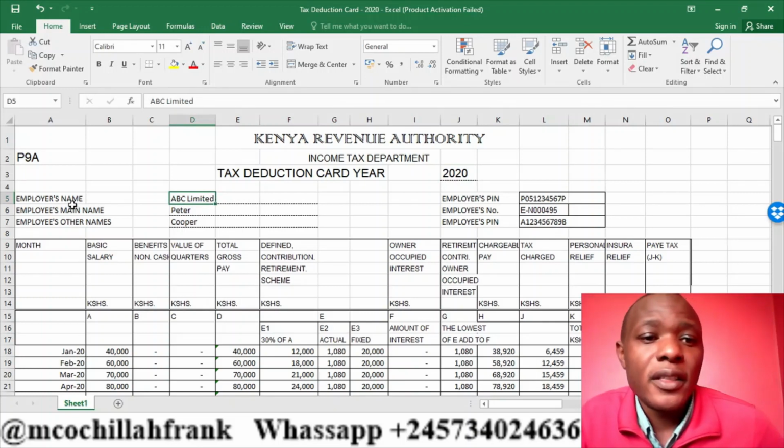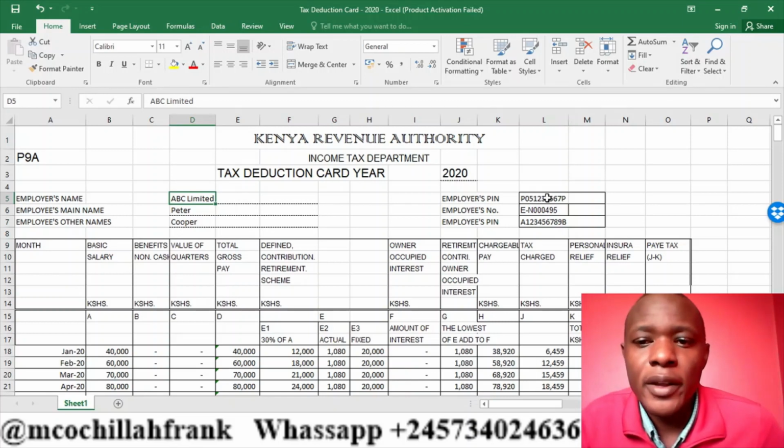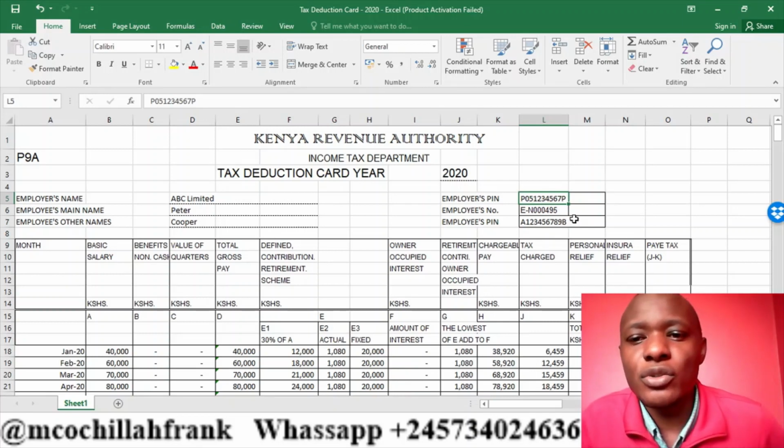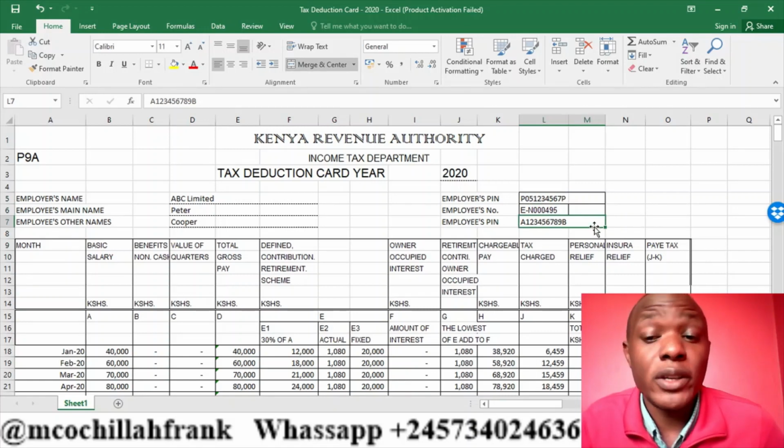As you can see, the employer's name I've given is ABC Limited, the main name Peter and other names Cooper. I came here and gave it an employer PIN. An employer PIN starts with a P, of course, and ends with an alphabet. You can see in between there the numbers 1, 2, 3, 4, 5, 6. They do not actually correspond to a certain employer, just a dummy number. I did the same with the employee number and the employee's PIN, which starts with an A and ends with an alphabet. I added 1, 2, 3, 4, 5, 6.